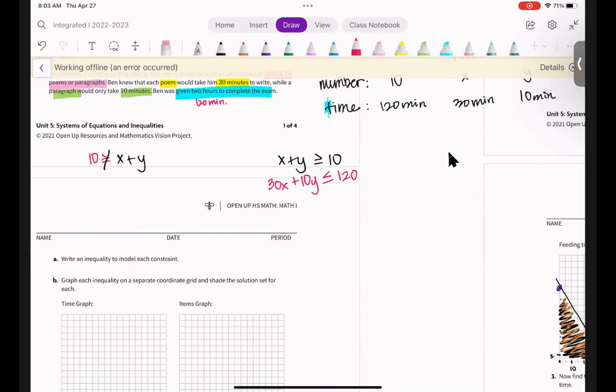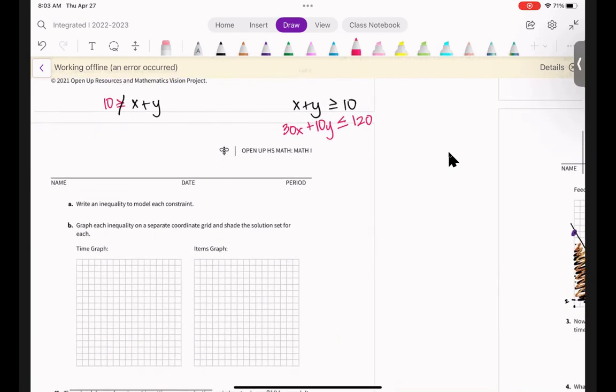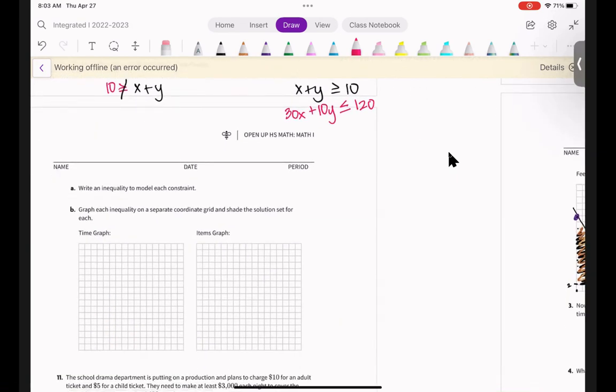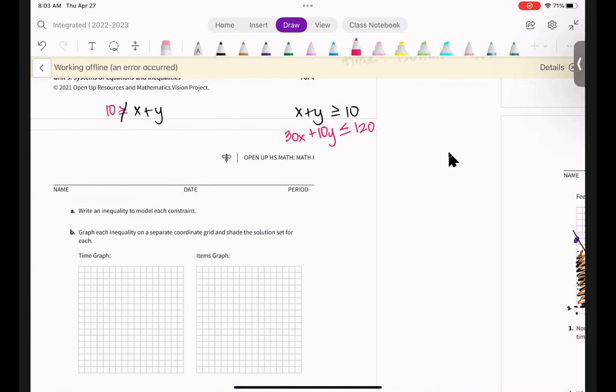I'm going to show you how to graph from here, and then I'll show you how to switch it and solve for y. The reason why I like graphing from here is I'm going to basically use the intercepts. I'm going to start with the easier equation, and then you guys are going to have to graph the harder one. So I'm going to graph x plus y is greater than or equal to 10.